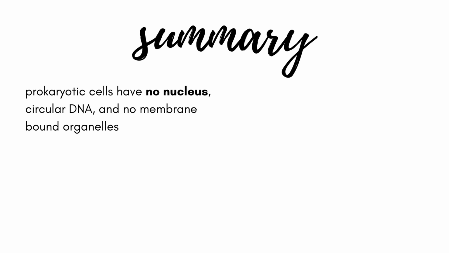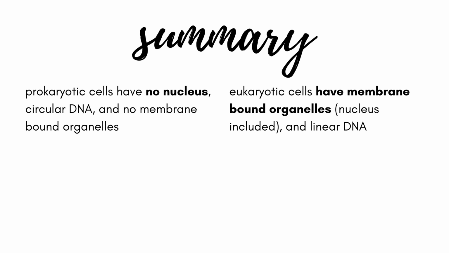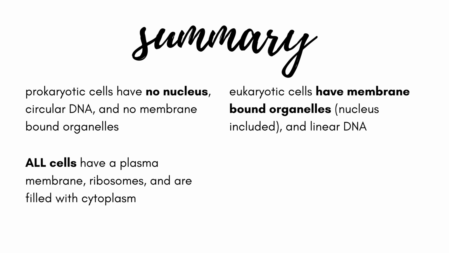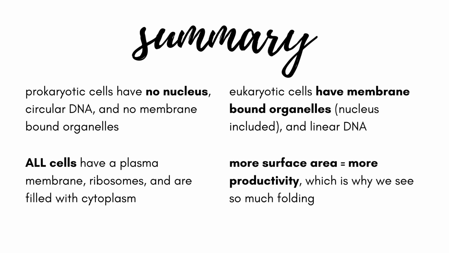To quickly summarize, prokaryotic cells have no nucleus, circular DNA, and no membrane-bound organelles. However, eukaryotic cells do. Eukaryotic cells also have linear DNA. All cells have a plasma membrane, ribosomes, and a cytoplasm, which can be used as proof that all life evolved from a common ancestor, since we all have these conserved traits. Lastly, the more surface area present, the more productive a cell is. The heavy folding seen in so many organelles like the mitochondria and the endoplasmic reticulum increases the space for chemical reactions to occur, and therefore increases cellular productivity.